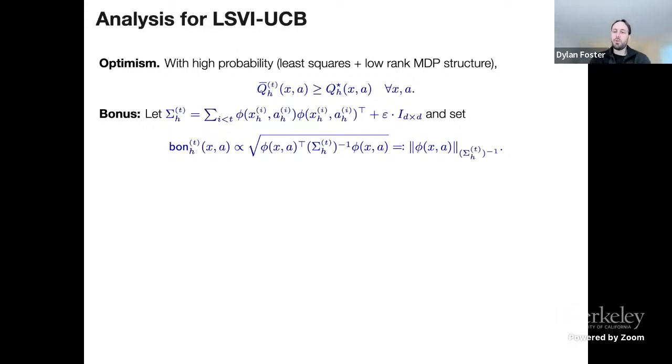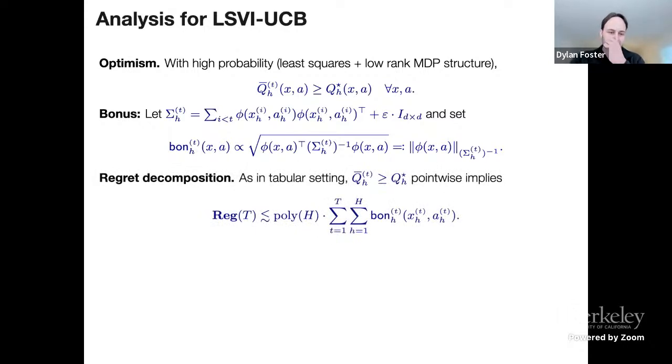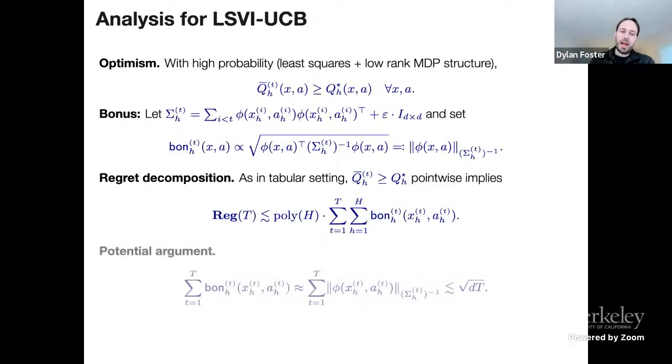Okay, and I won't go into detail about this, but once we have this optimistic Q function, just like in the tabular case, we'll be able to use the optimism property to show that our regret is dominated by the sum of these bonuses. All that remains at this point is to show that the bonuses get small. This is going to use a potential argument that generalizes what we saw in the tabular setting. And this again will reflect our ability to extrapolate.